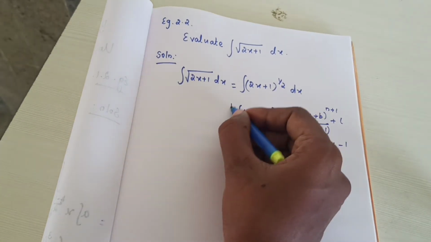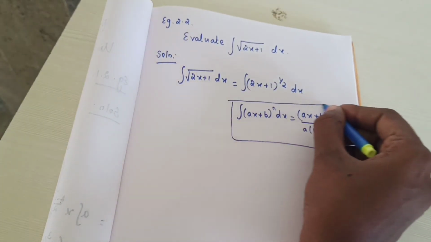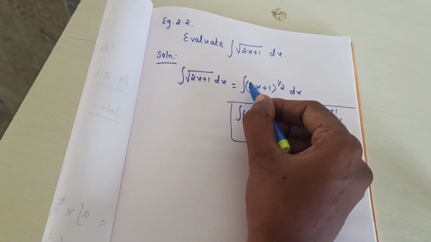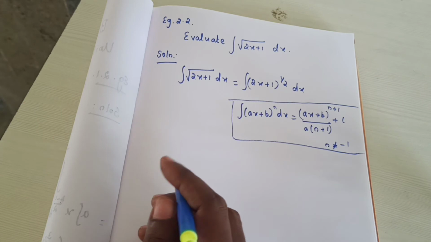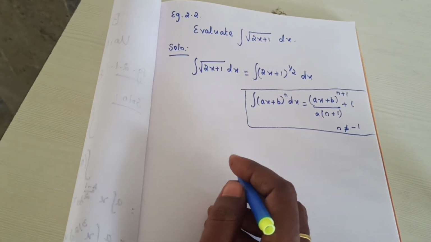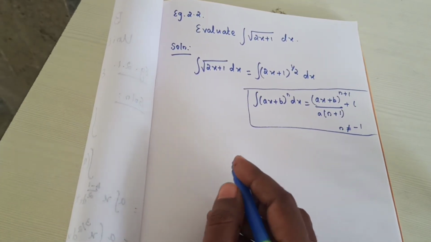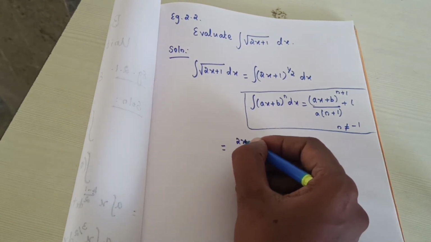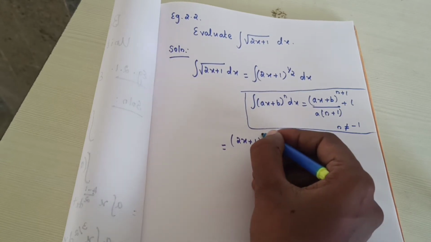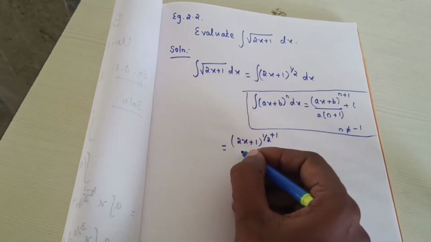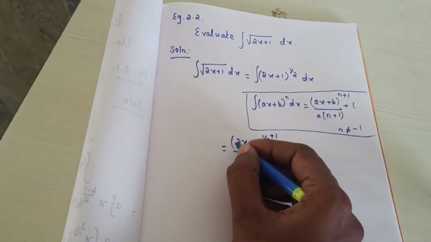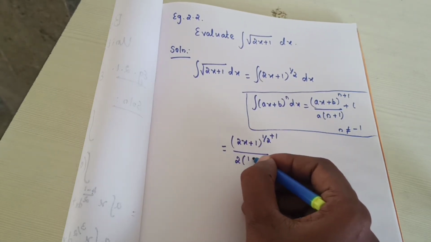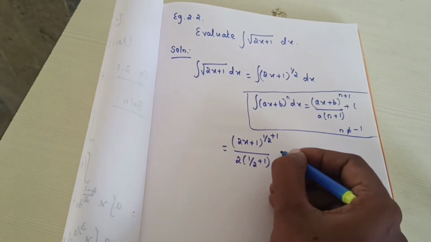Why we are using this? This is in the form of ax plus b. Carefully listen here students. In the place of a, what's the value? 2. Is it right? So now we can substitute in this formula. Okay. So that is equal to, when you are substituting, what will happen? In the place of ax plus b, 2x plus 1, n value is 1 by 2 plus 1, divided by a value, how much? 2. Is it right? 2 into, what's the n value? 1 by 2 plus 1, plus c.